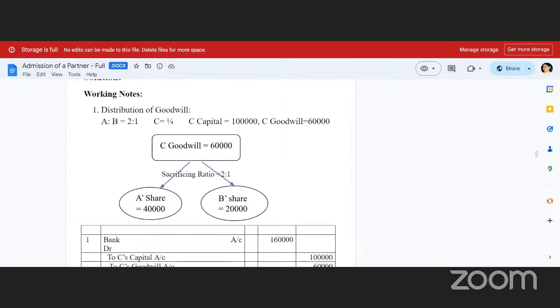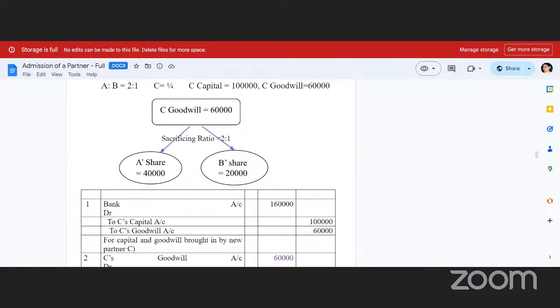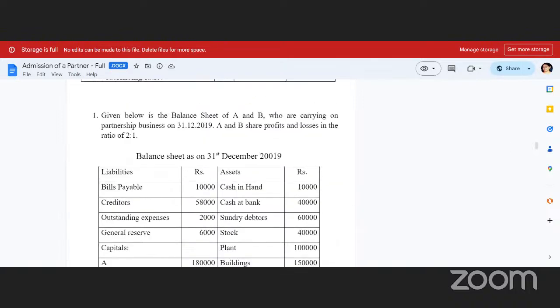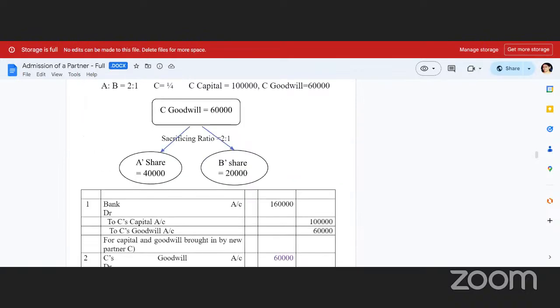Let us see here, the distribution of goodwill. A and B's share is 2 is to 1. C's new share is 1/4, and C's goodwill is 60,000. Now this 60,000 of C's goodwill is to be distributed among A and B in the sacrificing ratio. As I mentioned, in this question the old ratio itself is the sacrificing ratio. You need not calculate when the question is given this simple in the exam. So 60,000 into 2 by 3, you will get 20,000; 20 into 2 is 40,000. A's share of goodwill is 40,000 and B's share of goodwill is 20,000.